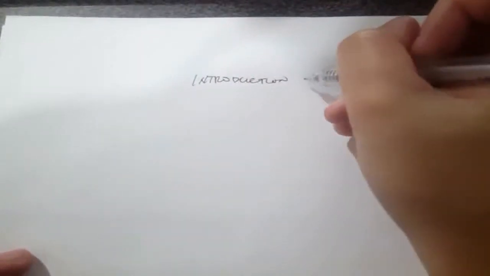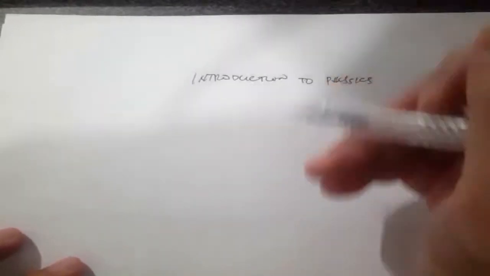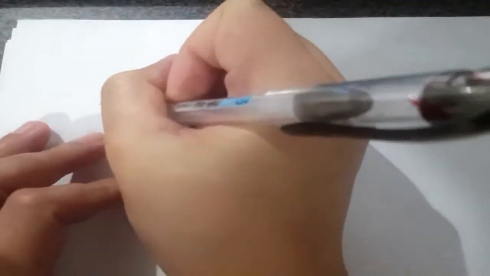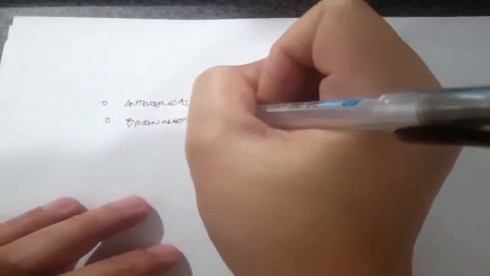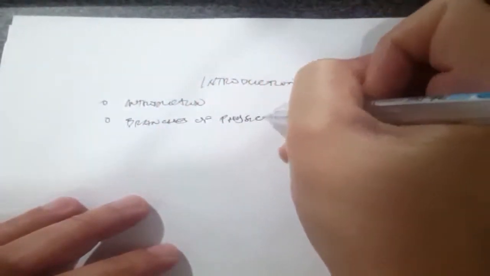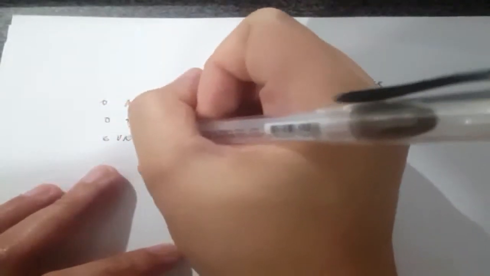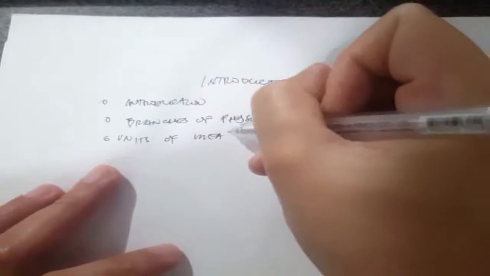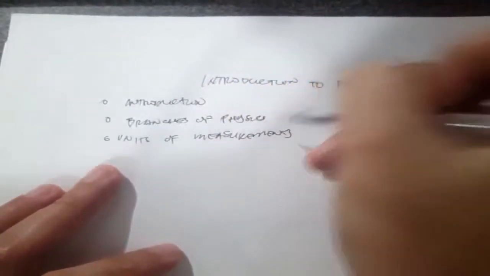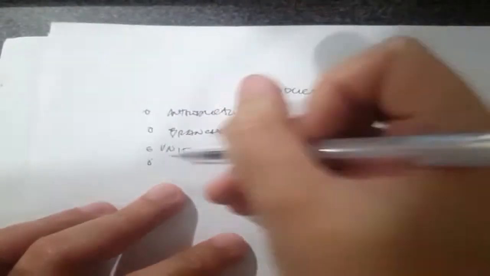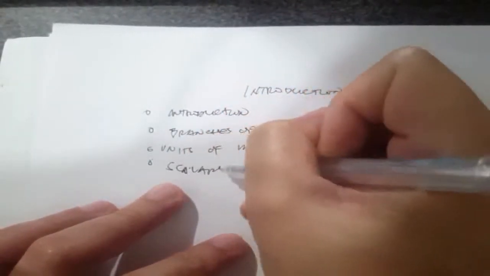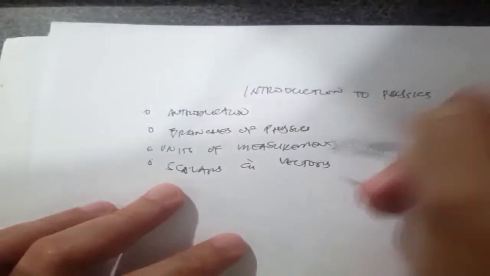Let's now continue our discussion of the introduction to physics. We are done with our first part, the introduction, where we discussed what physics is and the branches of physics. Also, we're done with the units of measurements. So now let's move on to our last topic, which is about scalars and vectors.